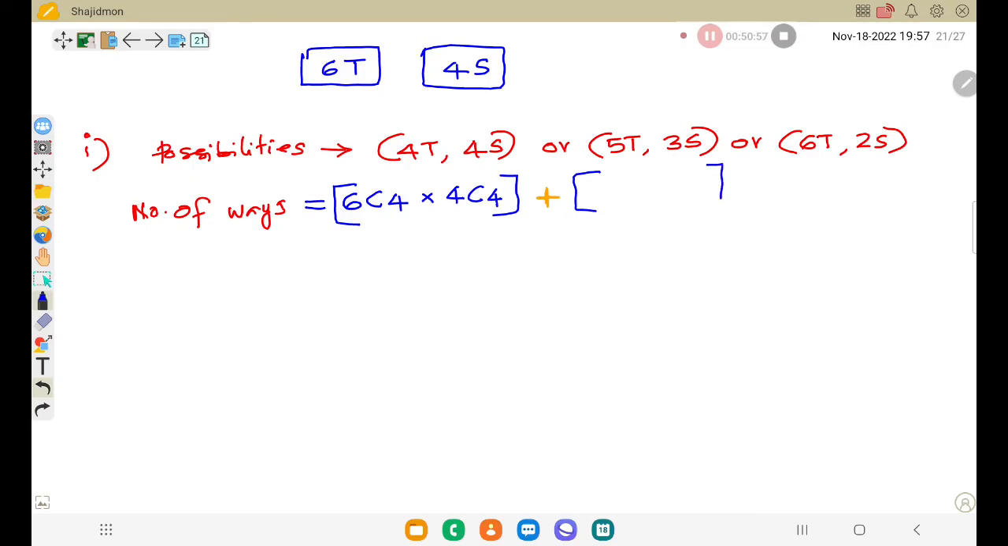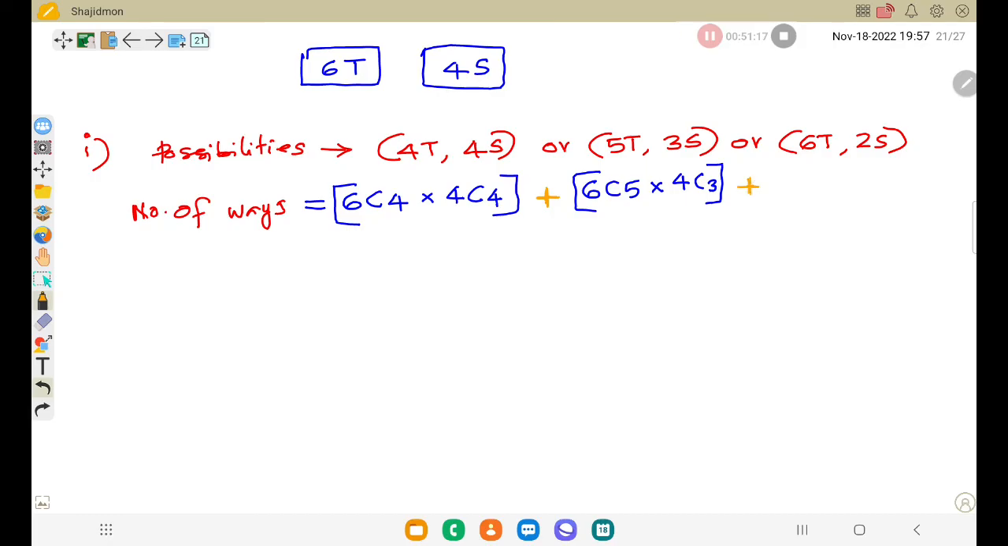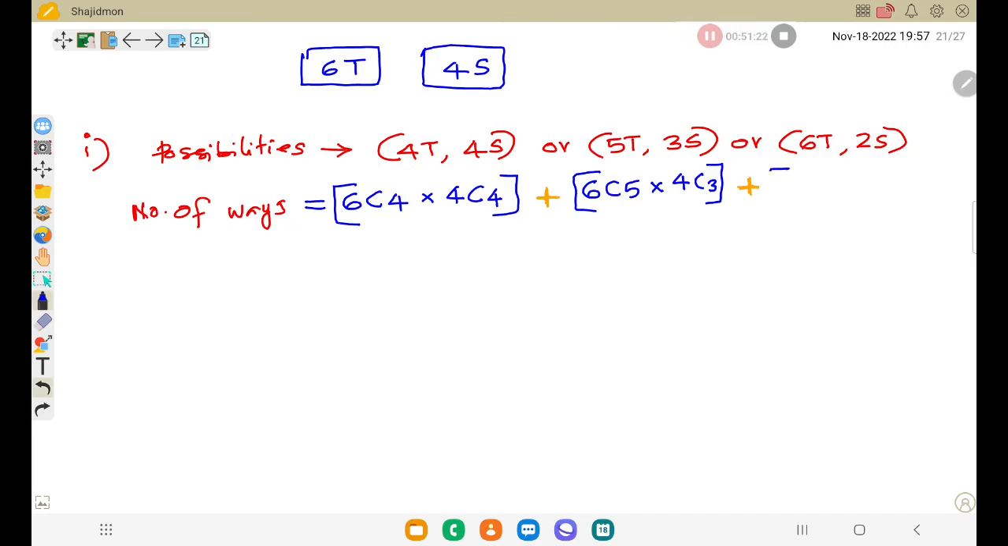Now think about the next option. 5 teachers, 3 students. So 5 teachers out of 6. So 6C5 multiply 3 students from 4, so 4C3, correct? Then or means plus, because we are finding total ways, total possibilities, plus 6 teachers from 6. So 6C6 multiply 2 from 4. So 4C2, correct?